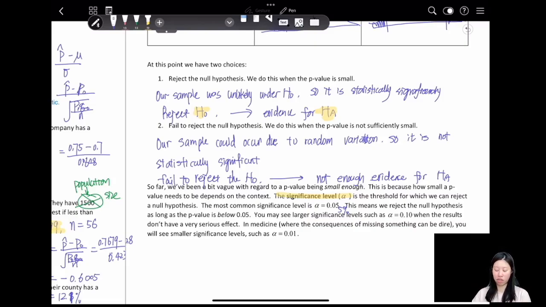You may see a larger significance level. Sometimes they use 0.1, which is 10%, when the results don't have a very serious effect. Sometimes they will say it has to be a much smaller significance level, such as 0.01, which is 1%. If they don't state anything, we will assume a 5% significance level, which is 0.05.